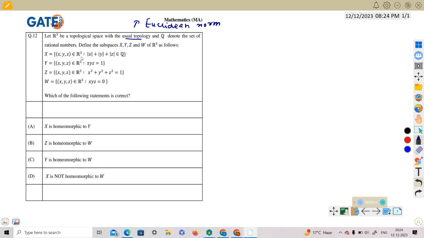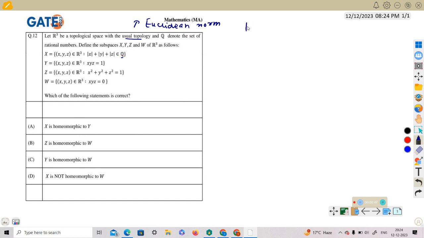X is defined as those (x, y, z) such that |x| + |y| + |z| belongs to Q, a rational number, and Y is those (x, y, z) such that xyz is equal to 1. Z are those (x, y, z) such that x square plus y square plus z square is equal to 1. W is those (x, y, z) such that xyz is equal to 0. Which of the following statements are true? We need to check which of them are homeomorphic to each other.